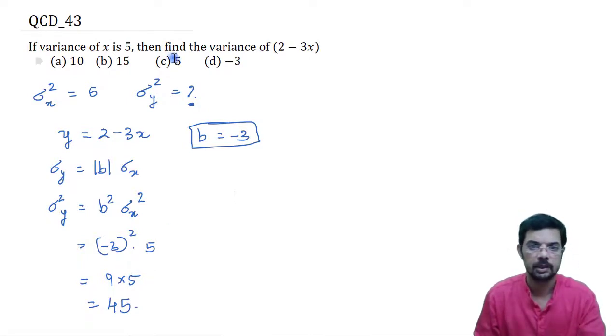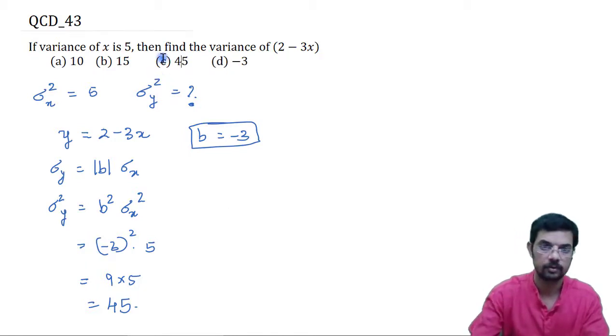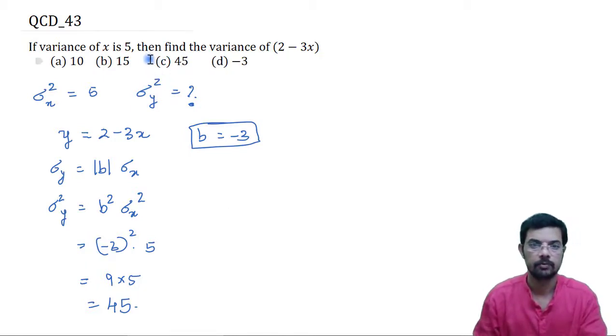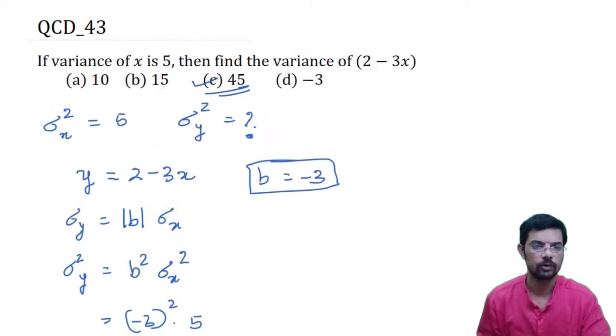Let me take option C as 45. So option C will become 45. Option C, 45 is your correct answer. Next question, question number 44.